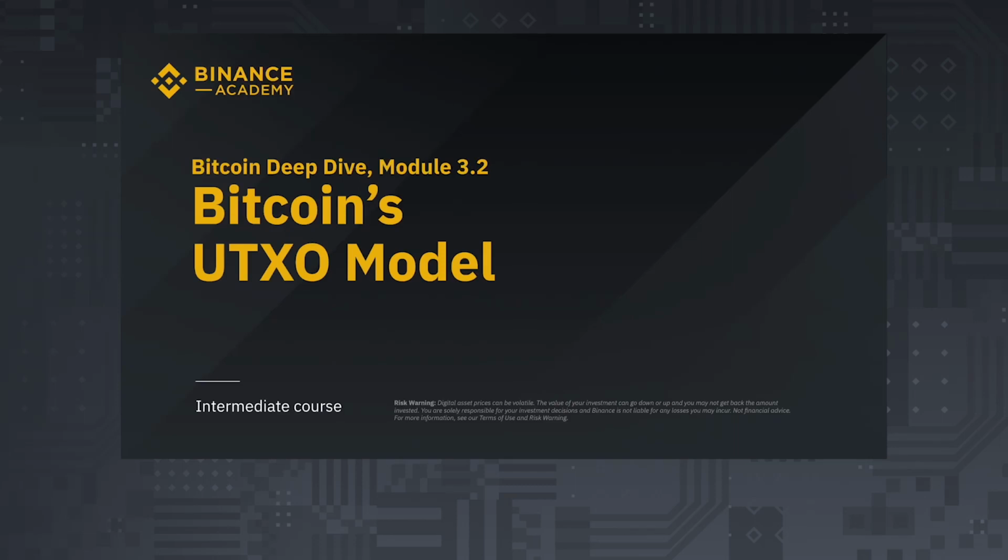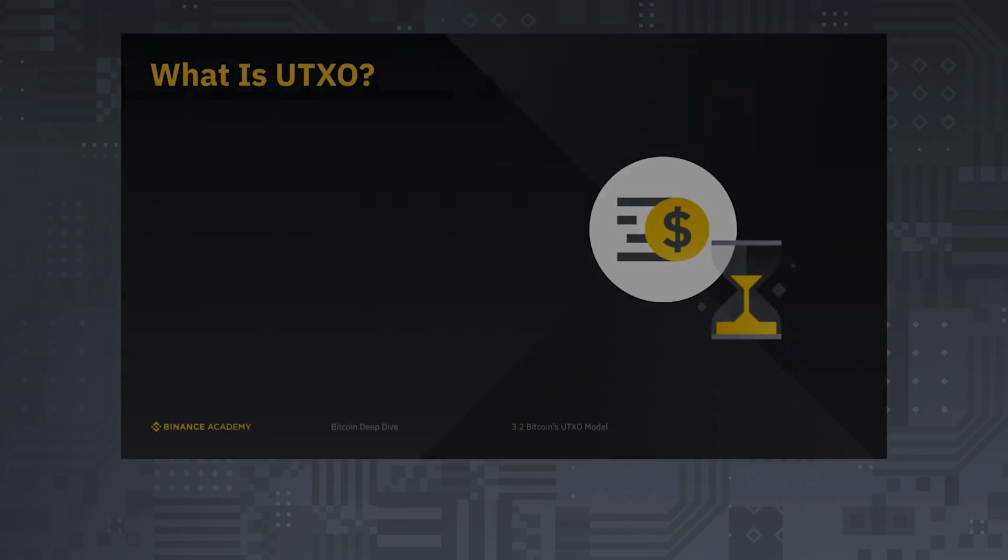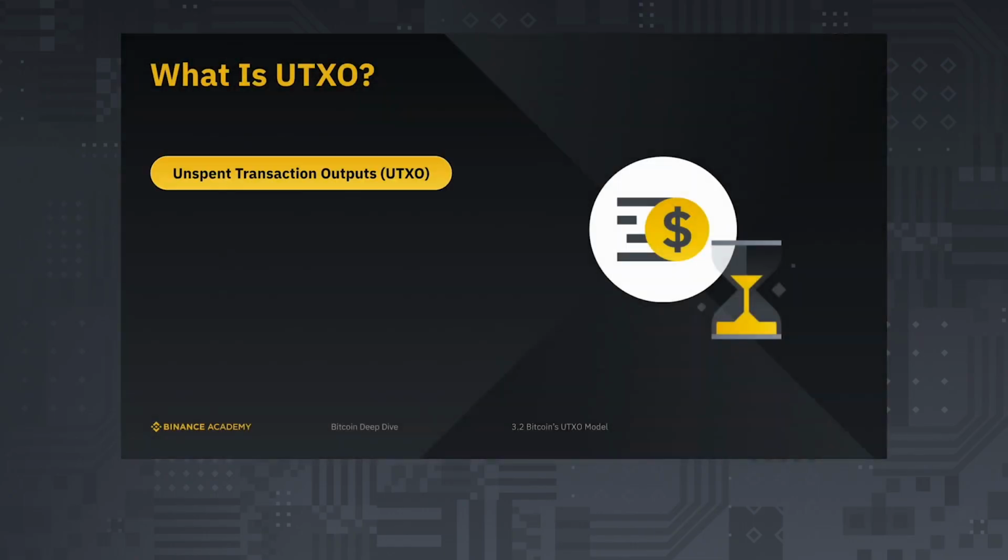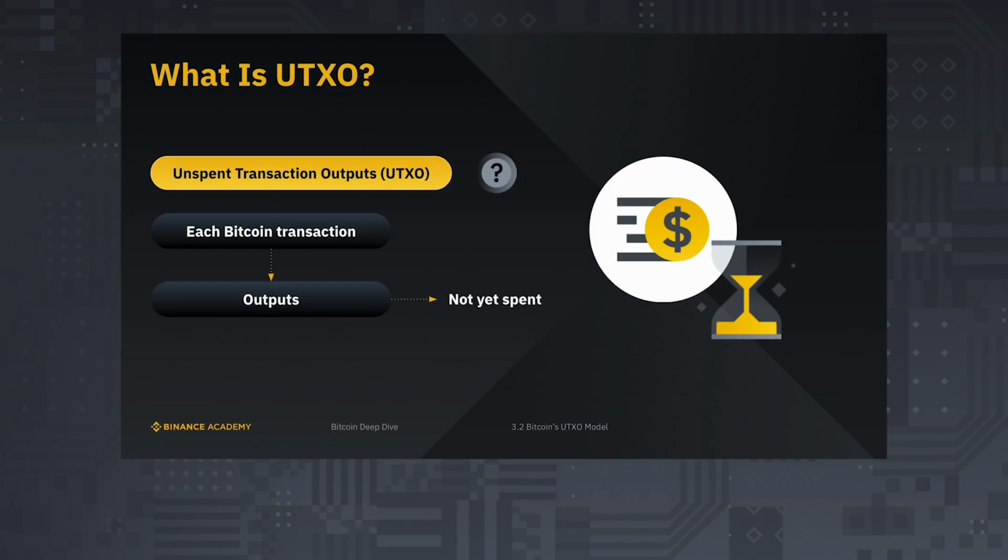Welcome to Module 3.2, where we'll dive into a cornerstone of Bitcoin's functionality and security, the UTXO model. UTXO stands for Unspent Transaction Outputs. But what does that really mean? Each Bitcoin transaction you make creates outputs, which are like digital coins. When these coins are not yet spent, they're known as UTXOs.